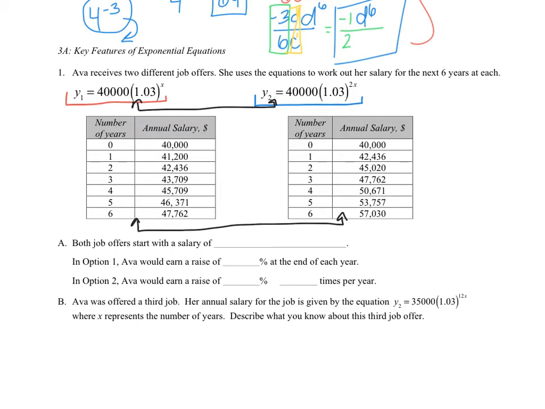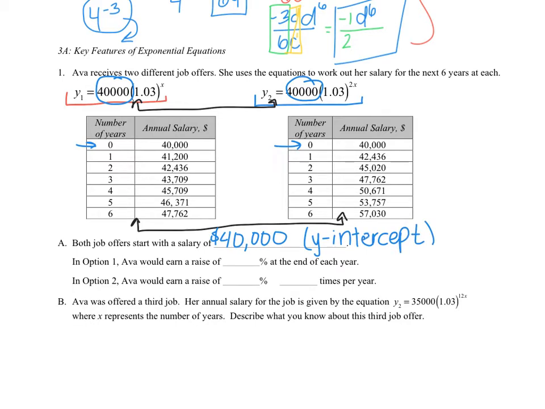Okay. So both job offers start with a salary of $40,000. There's 2 ways I could have known that. One, my y-intercept from the table. Or remember when we were doing the sugar in the workout? Your starting amount was always that first value. So I'm going to call that the y-intercept. So I'm kind of cluing into what key feature you actually looked at.